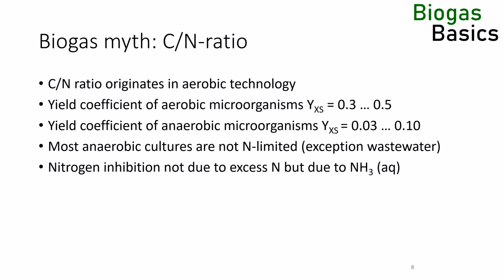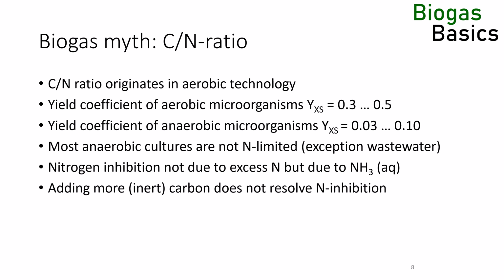For the feedstocks in AD, this is mostly not the case. I talk about organic dry matter degradation rates in my feedstock presentation. Manure has an organic dry matter conversion rate of 40 to 50%, straw has 60%, energy crops have 70% to 90%. Not all carbon will be converted. Adding inert carbon into a biogas digester will influence the CN ratio, but it will do nothing to the nitrogen inhibition. The way to overcome a nitrogen inhibition is not to add more carbon to the digester, but more nitrogen-free water to lower the free ammonia concentration.